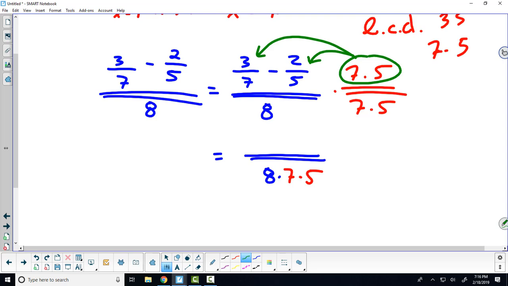When I distribute 7 times 5 to 3 over 7, the two factors of 7 cancel. What am I left with? I'm left with 3 times 5. Okay. Then I distribute the 7 times 5 to the second fraction. What happens? The 5's cancel, and so I'm left with 2 times 7.